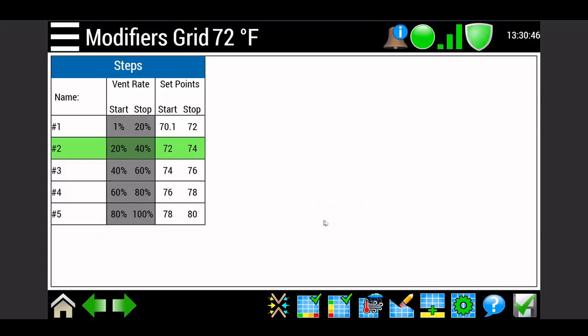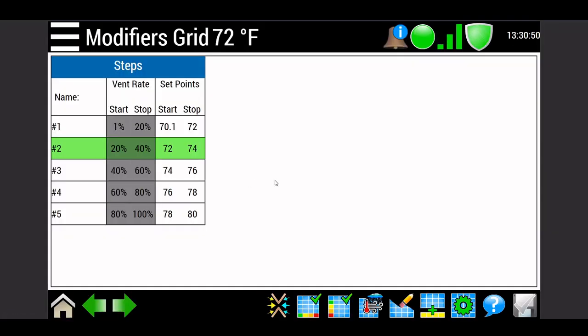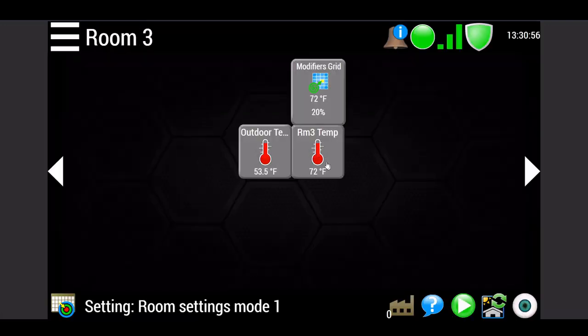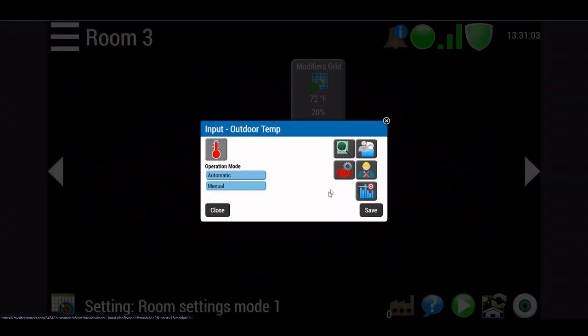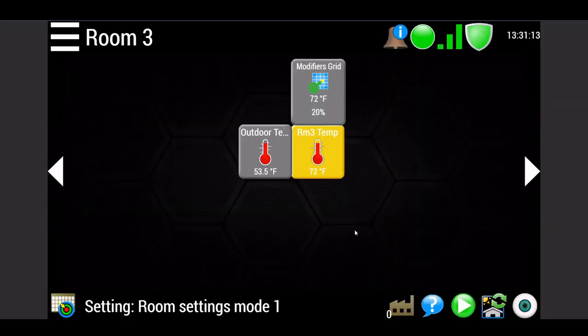So first off, let's just save that. We've got our factor of 2. So let's go back to our main menu. You can see currently it is 72 degrees and we're at 20%, which was the expected output. So I'm going to manually override my outdoor temperature down below 25 degrees, so we are going to be at our maximum factor.